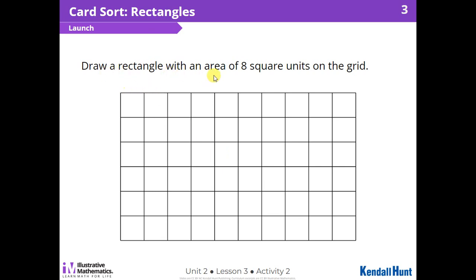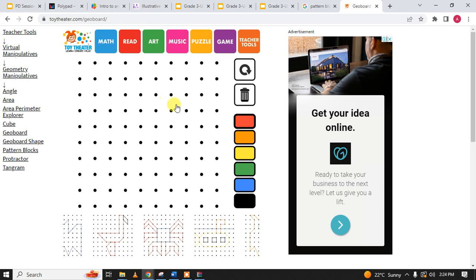Now it is a task again. Draw a rectangle with an area of 8 square units on the grid. So they are making the shapes here, like they use GeoGebra or anything. Let me show you how it works. They have the grid which was present on the slide I was showing you, and they can draw anything, and they are supposed to draw something which is 8 square units.